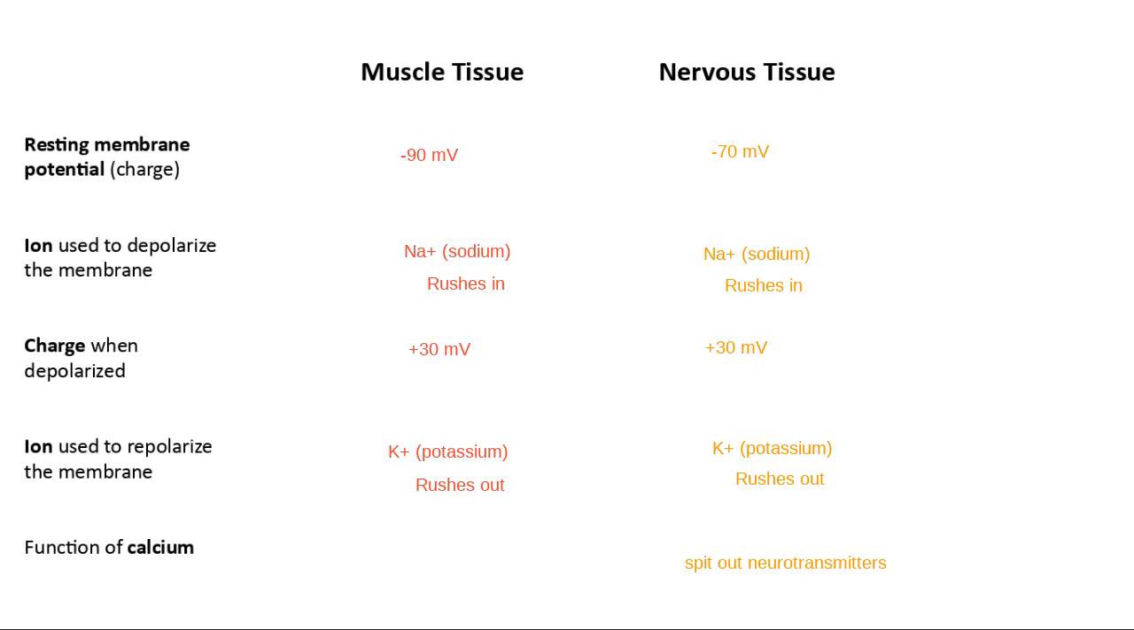Remember, we kind of talked about calcium as allowing us to talk to our neighbor, essentially. Neurons talk to each other using neurotransmitters. So when calcium is pulled into a neuron at its axon terminal, we spit out neurotransmitters. We talk to our neighbor. Muscle tissue doesn't really communicate with other cells. Muscle tissue gets stuff done, right?